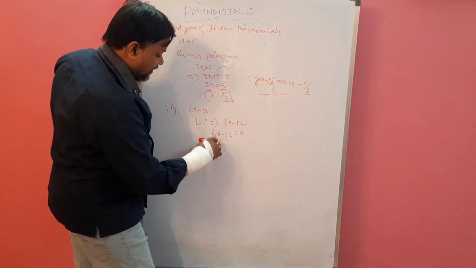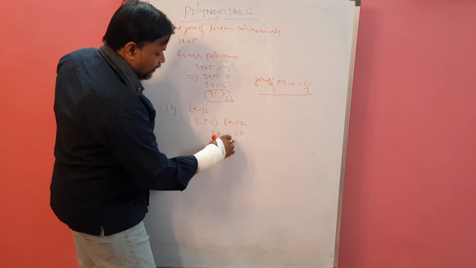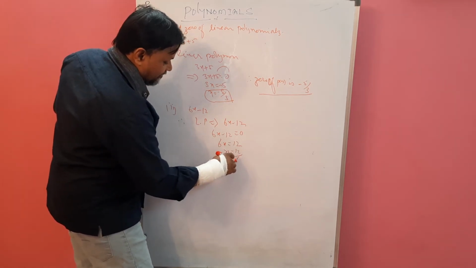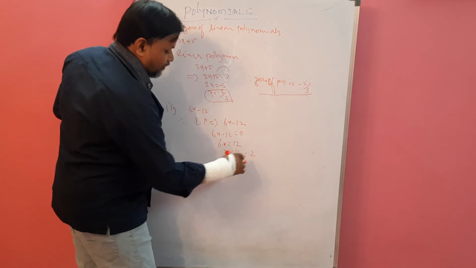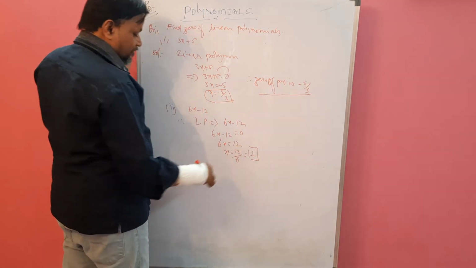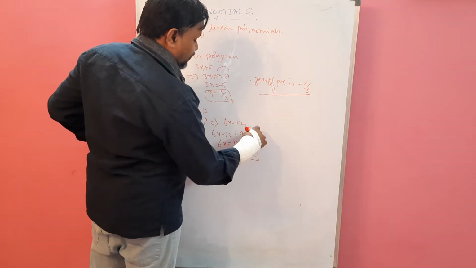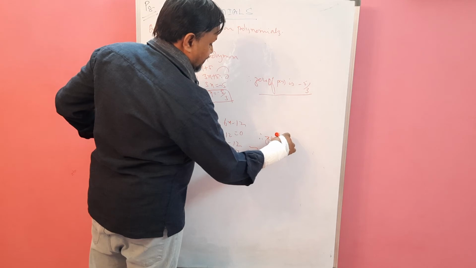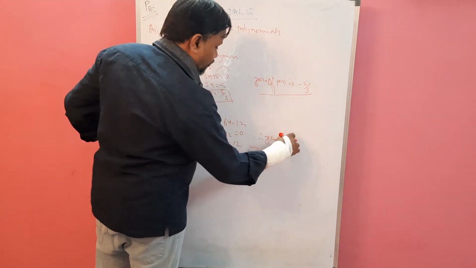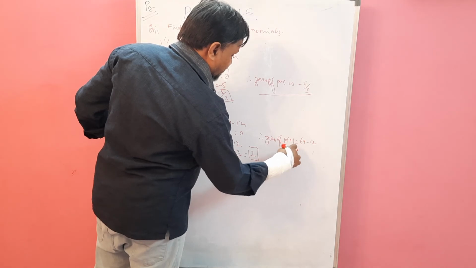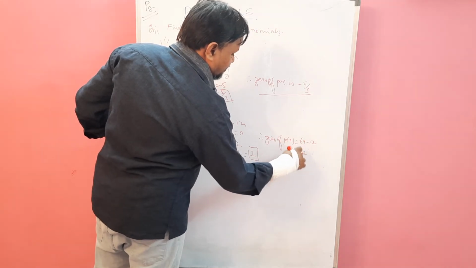So what you will get: 6x equal to plus 12, x equal to 12 by 6, this equal to 2. So this value of x is 2 here. So this is called the 0 of p(x). This 0 of p(x), that is, of 6x minus 12, is 2.